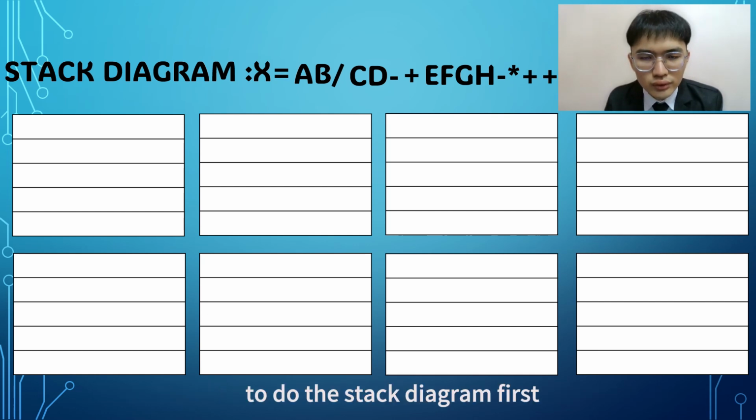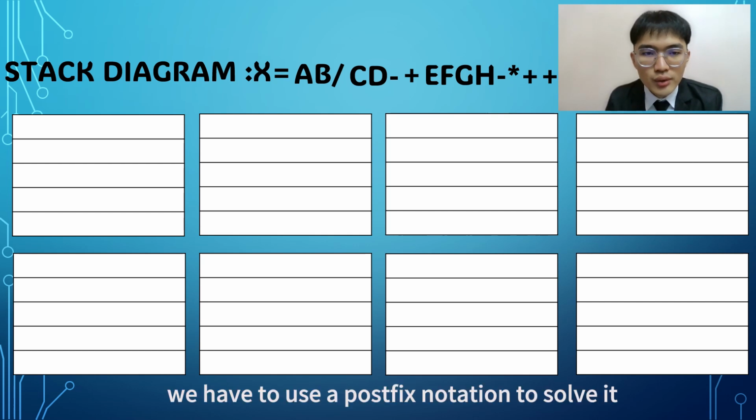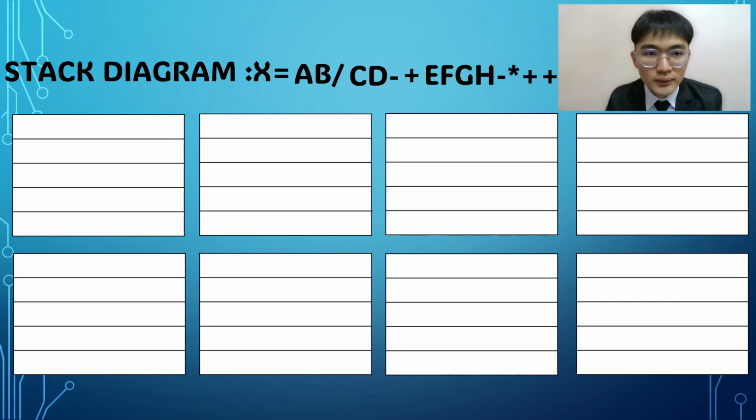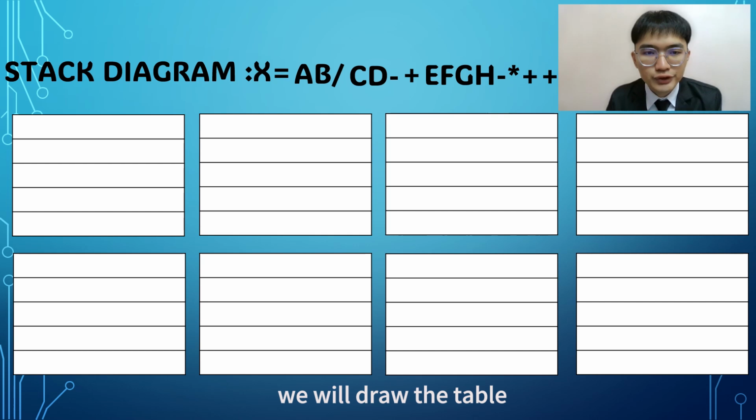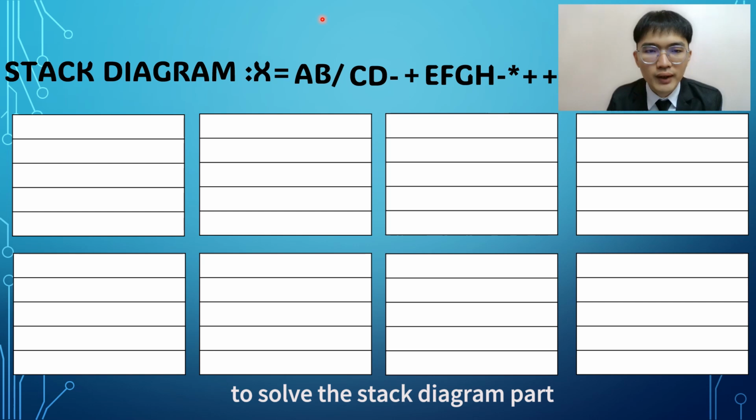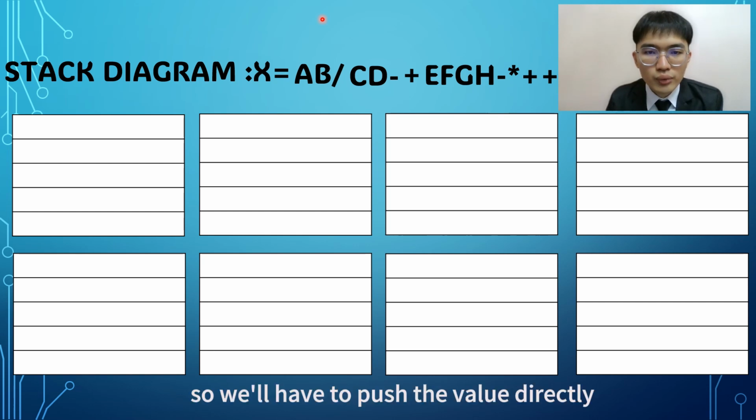To do the state diagram, first we have to use the postfix notation to solve it. For the steps of doing the state diagram, we will draw a table and push the values one by one. First, we need to create a table like the one in the slide to solve the state diagram. So we will push the values directly.